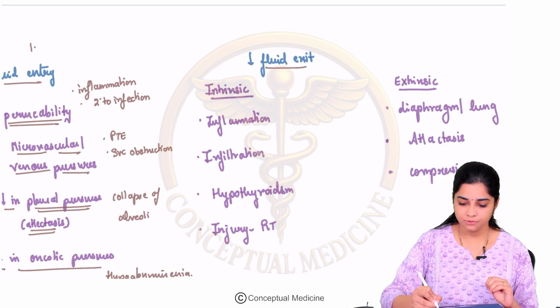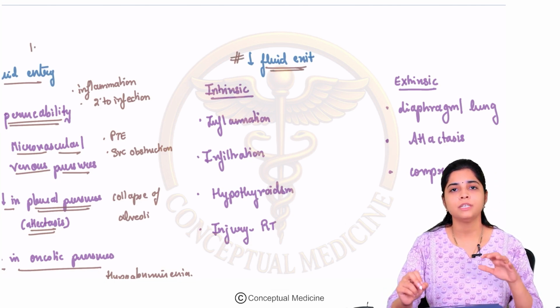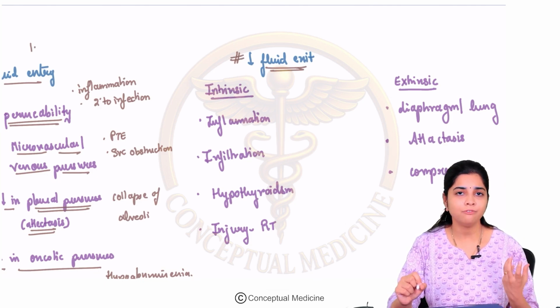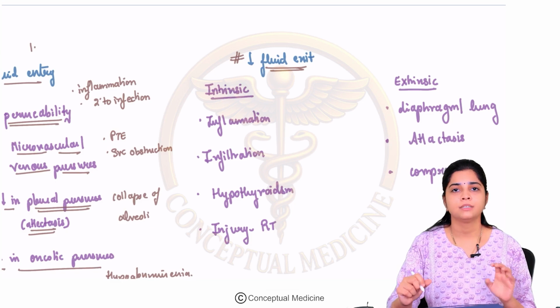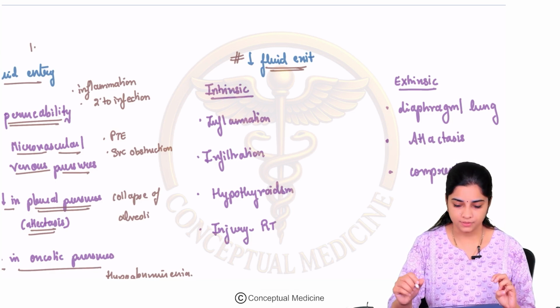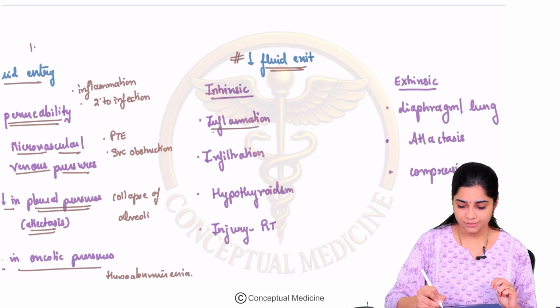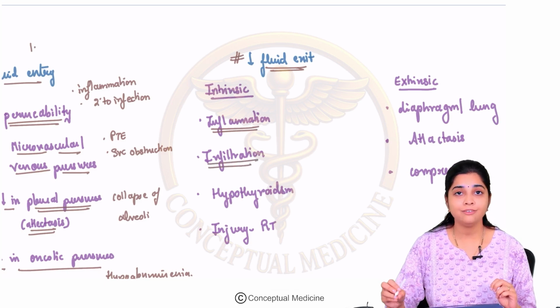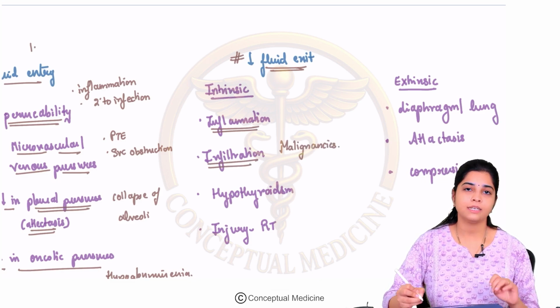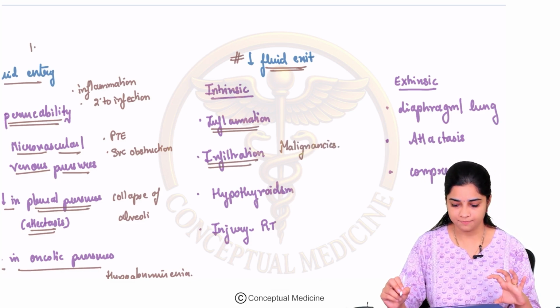Then it can be due to decrease in the fluid exit. We know that normally the pleural fluid is removed via the lymphatics. So if the lymphatics are blocked or fibrosed, then there cannot be any normal fluid exit and hence the fluid begins to accumulate within the pleural cavity. This again can be due to inflammation, it can be due to infiltrative processes, most commonly due to malignancies. Okay, so malignant cells can infiltrate and block the lymphatics, right?